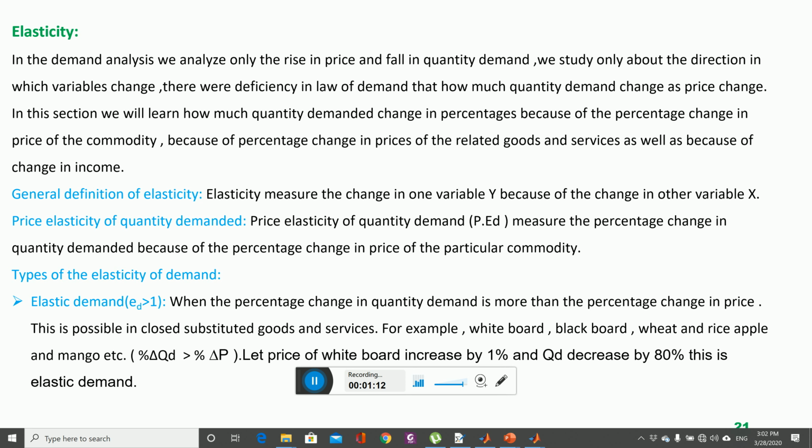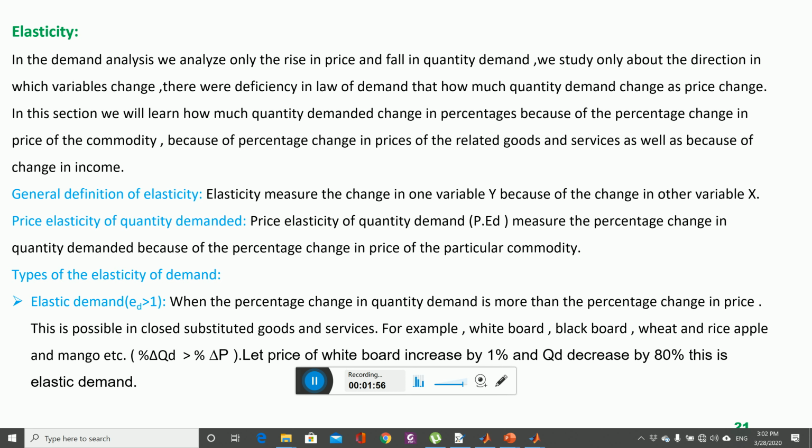In the demand analysis we once studied the law of demand, the relationship between price and quantity demanded: when the price of any particular commodity increases, the quantity demanded by people for that commodity will decrease. We explain these things. But this was the problem in that theory. There we only discuss that price increases, quantity demanded decreases; price decreases, quantity demanded increases. We only focus on the direction, on the relationship between the variables. Negative relationship: one is increasing, the other is decreasing.